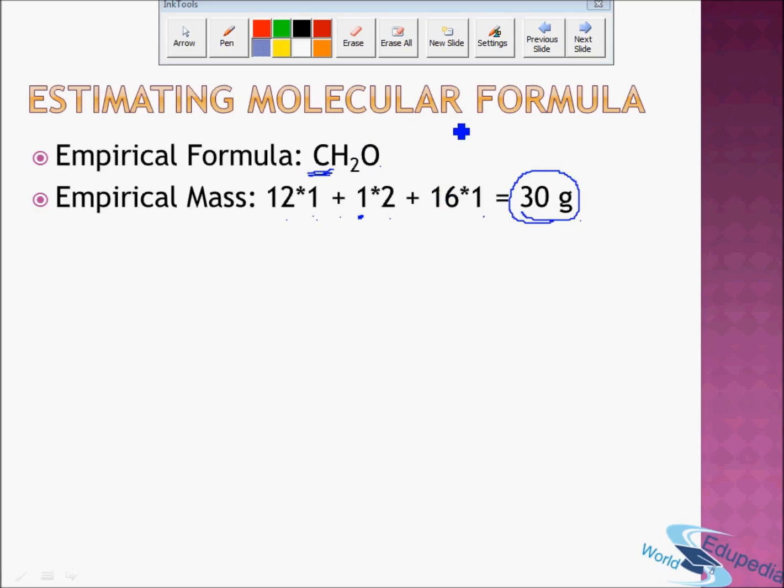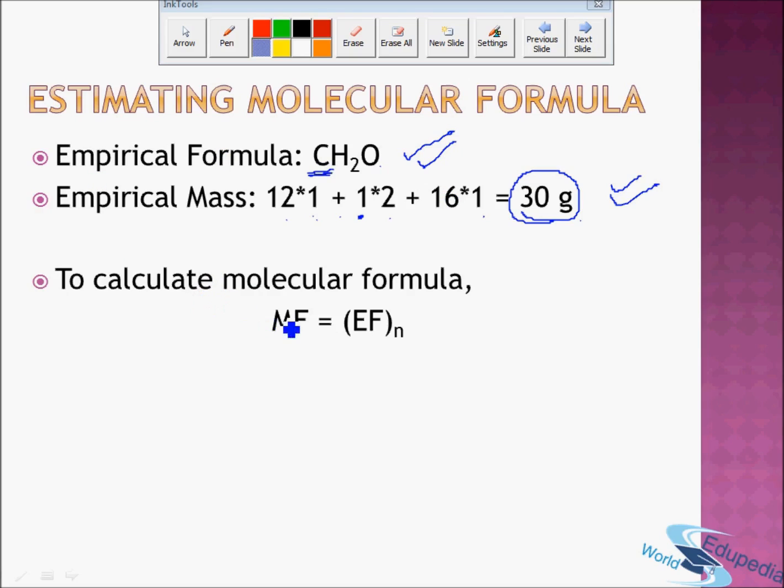Sorry, molecular formula. Now, to move on from empirical formula to molecular formula, I need further information. If we stop here, we have answered the question: we have calculated the empirical formula and the empirical mass. But if we need to move on towards the calculation of molecular formula, we will need more information in the question. Why? Let's see how we can calculate molecular formula from empirical formula.